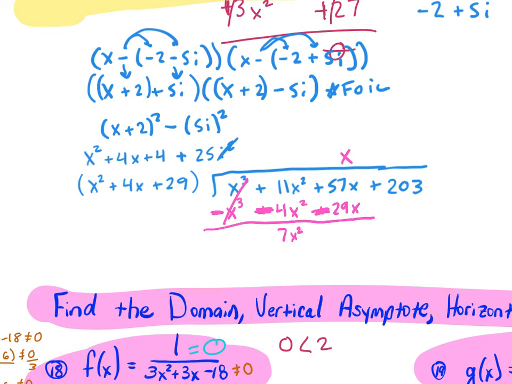11x squared minus 4x squared is 7x squared. What's 57x minus 29x? 28x, so plus 28x. What times x squared gives us 7x squared? 7, so plus 7. You multiply 7 to everything out front, so 7x squared plus 28x. What's 7 times 29? 203. Change all the signs. So it cancels, cancels, and cancels. So we're just left with x plus 7.